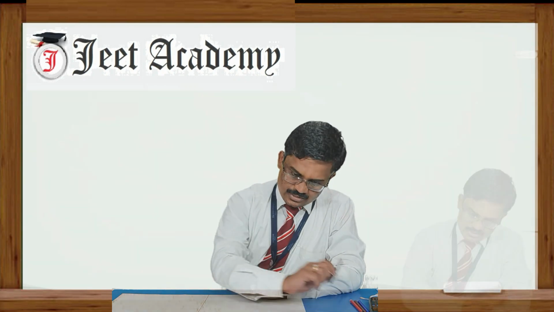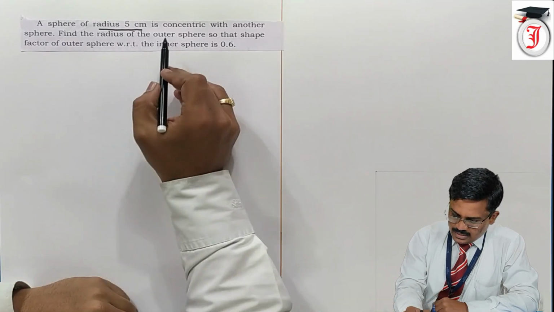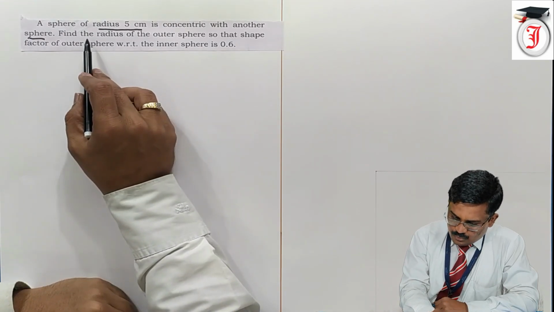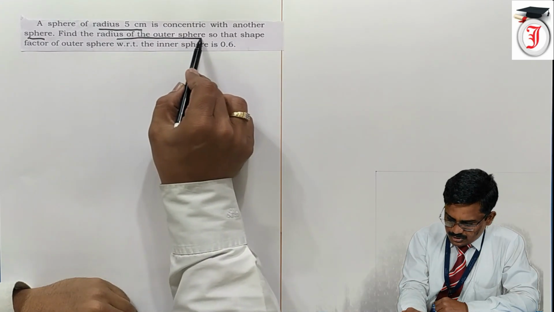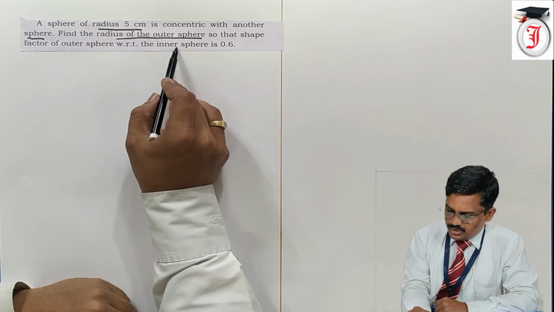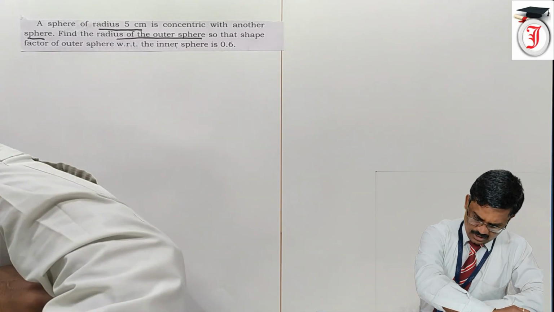So the first numerical is: a sphere of radius 5 cm is concentric with another sphere. We have to find the radius of the outer sphere so that the shape factor of the outer sphere with respect to the inner sphere is 0.6. So let us solve this numerical.